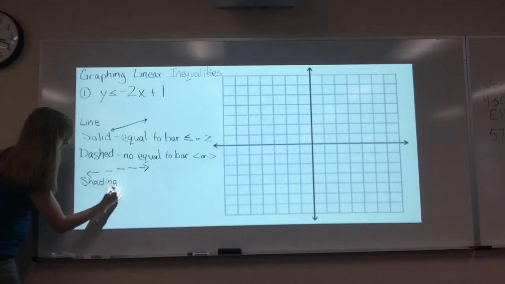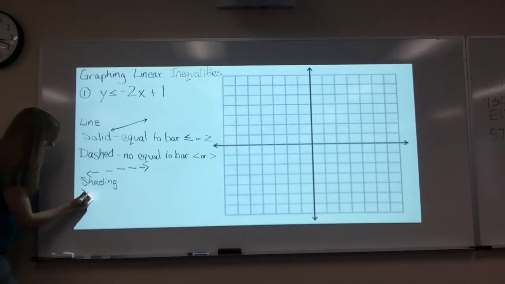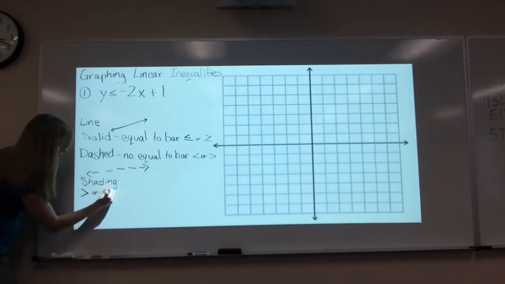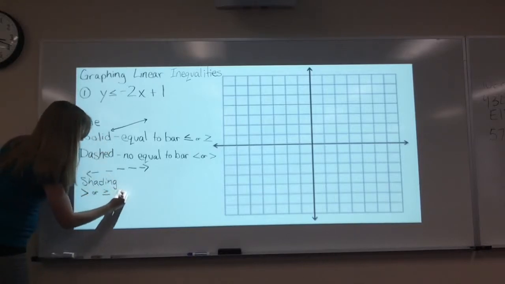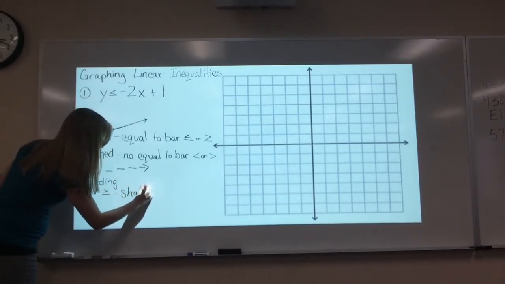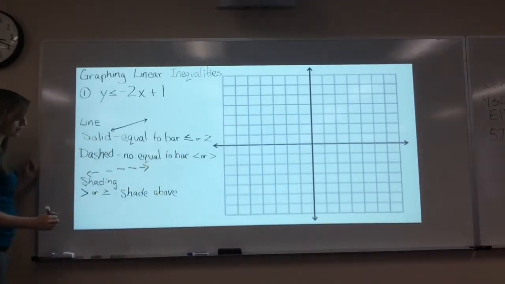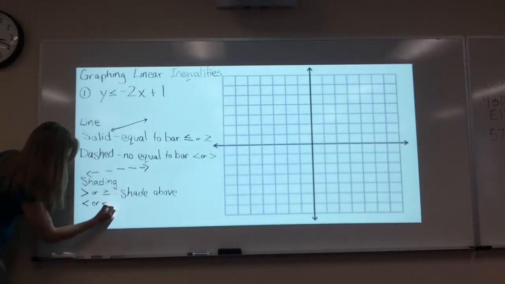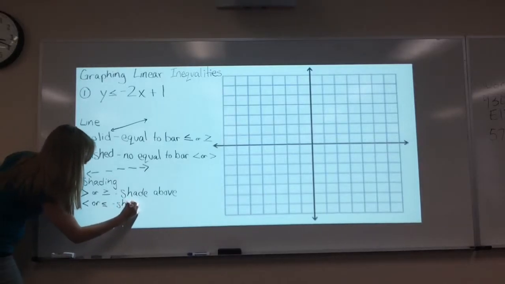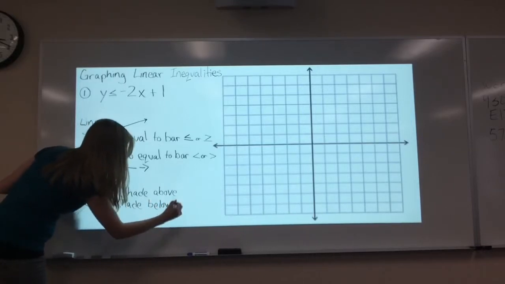Okay? For the shading, there are two different ways that you will shade. If you have a greater than symbol or a greater than or equal to symbol, and either of these, so it has to be greater than, you will shade above the line, okay? And this will make more sense when we actually do a problem. If you have a less than or a less than or equal to sign, you will shade below the line. And again, this will make more sense when we actually do a problem, okay?